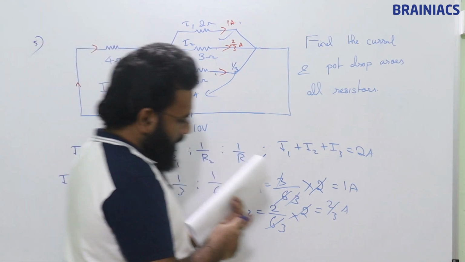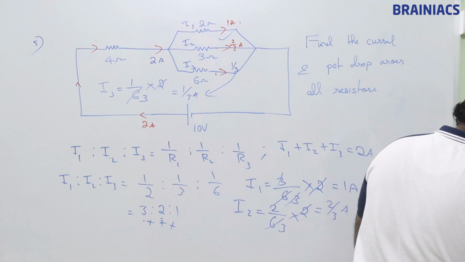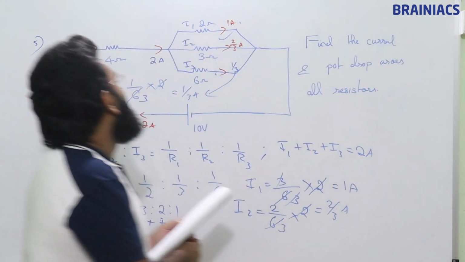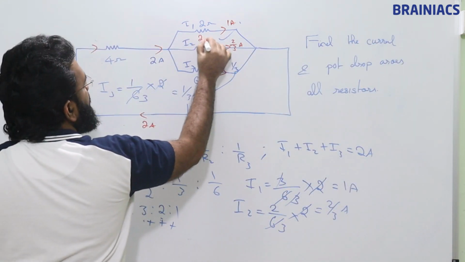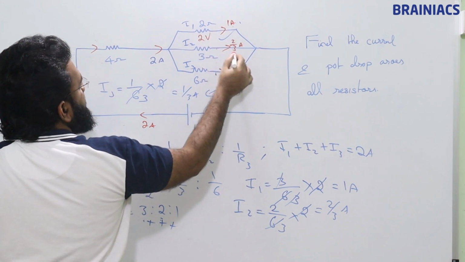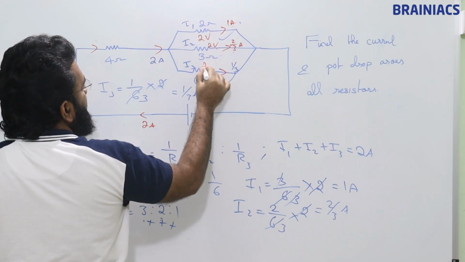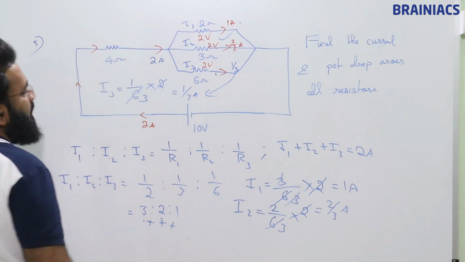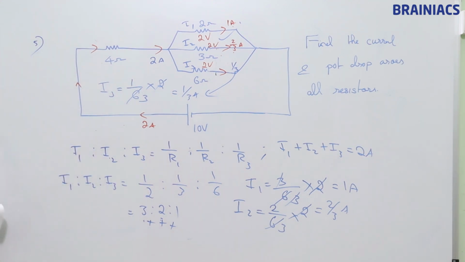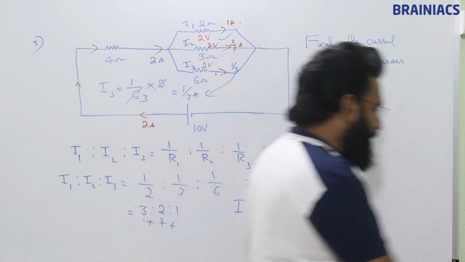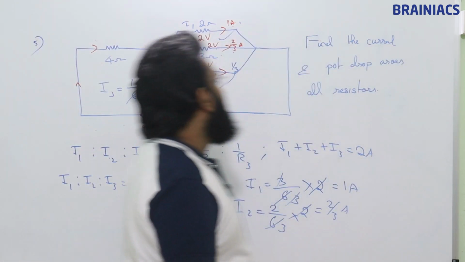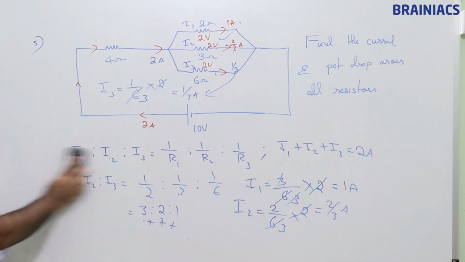Okay, so what are the voltages across those? This is 2 volt, IR, this is also IR 2 volt, this is also IR 2 volt. Already we have found. So you should learn all these techniques, so based on the situations we can apply all these techniques and get the answer. Next question.